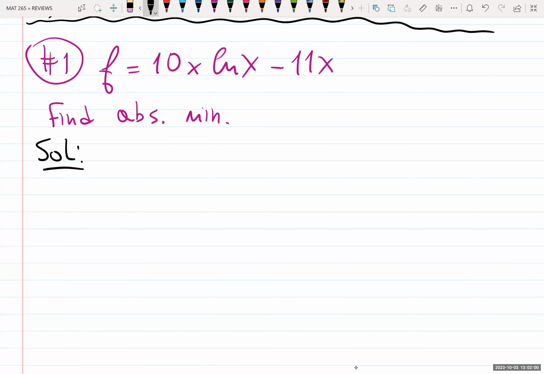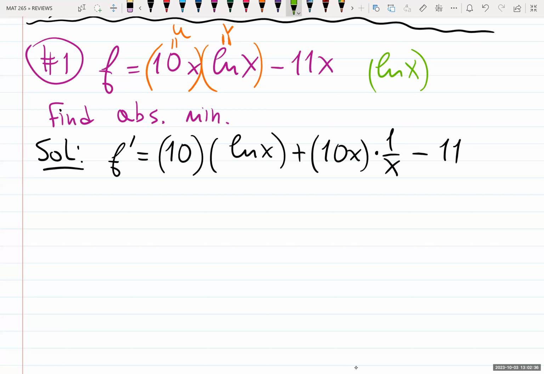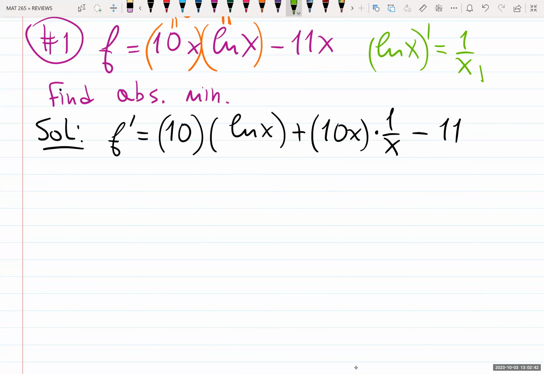They ask you absolute, local, doesn't matter. You start with finding the derivative. And then it's going to be 10 times 1 over x? No. Unfortunately, that's not how you do it. It would be nice. It's a product rule. So you have to know the formula again, like we did before, at the very beginning. u times v. So derivative of 10x is 10. Copy ln x, plus copy 10x. Derivative of ln x is 1 over x. And don't forget minus 11. Derivative of 11x is 11. Amazing. I'm very proud of myself.